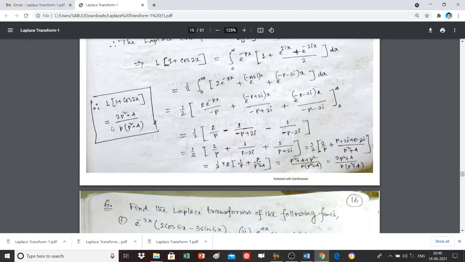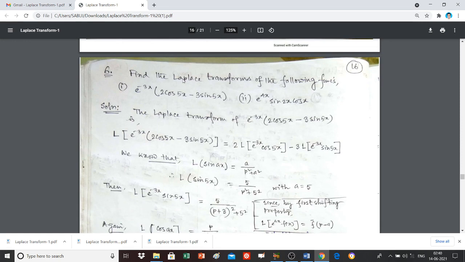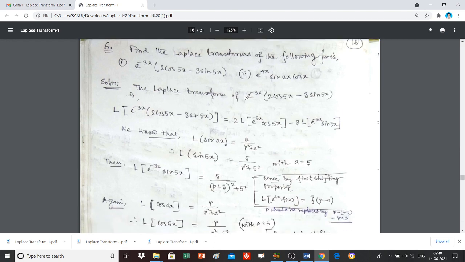That is also written here. Another problem is here. Find the Laplace transform of the following functions: e to the power minus 3x (2 cos 5x minus 3 sin 5x), and another one is e to the 4x sin 2x cos x. So the Laplace transform of e to the power minus 3x for the first function, 2 cos 5x minus 3 sin 5x. We are here to find out the Laplace transform of this function.